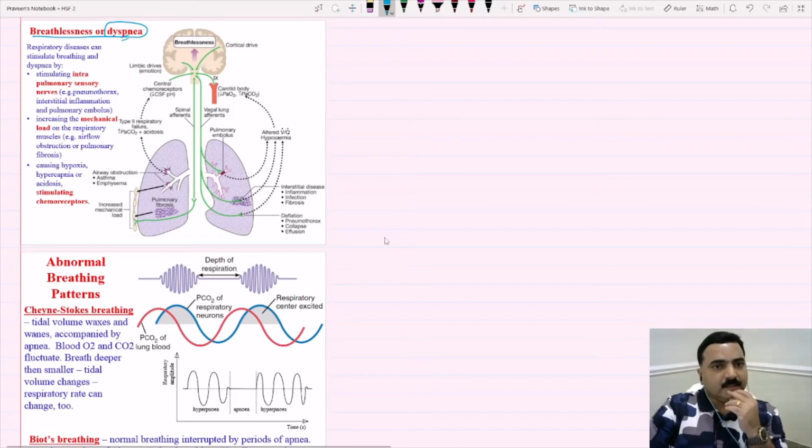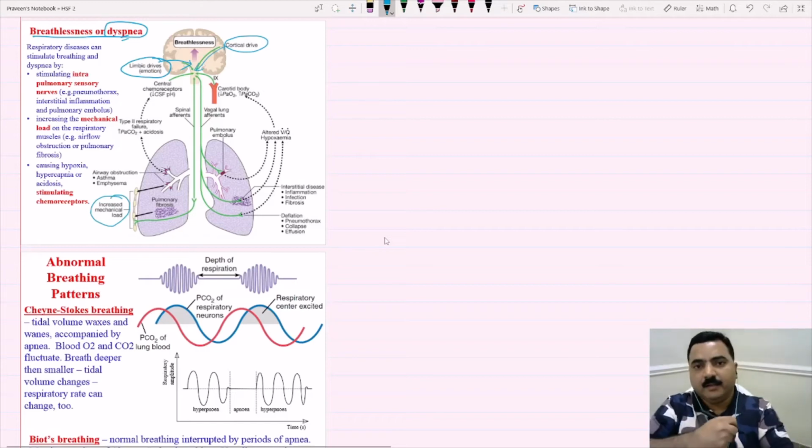Breathlessness is a phenomenon, like a feeling, a condition. Even though there is no problem with the cardiovascular system or the respiratory system, you can still get a breathlessness feeling, because you can get it from limbic drive, from emotions. The cortical drive can cause the breathlessness feeling. Just increasing the mechanical load, like someone giving a tight hug, or holding you tight, or a tight dress, can give you the breathlessness feeling. So dyspnea is actually a feeling. You can also get this feeling from other problems.